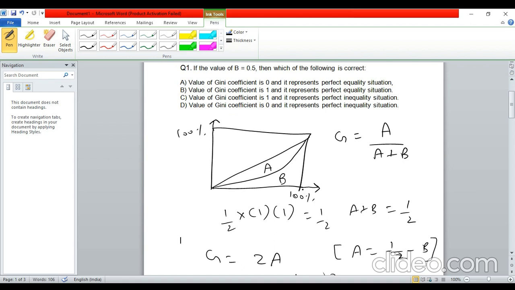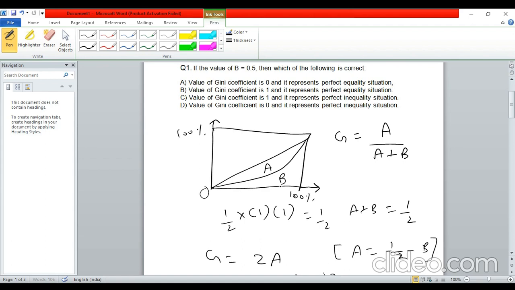The horizontal axis represents the cumulative percentage of population, and the vertical axis represents the cumulative percentage of income, and this diagonal represents the condition of perfect equality. And then this slanted curve is the Lorenz curve, and above it is the area A, and the area below it is called B.